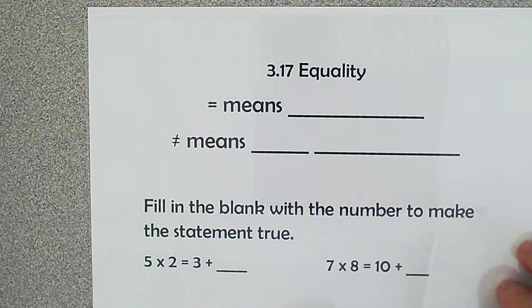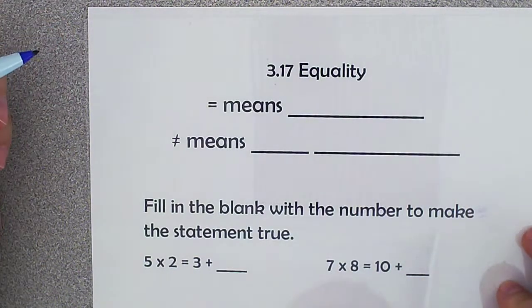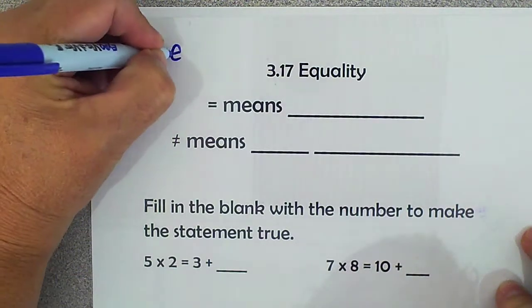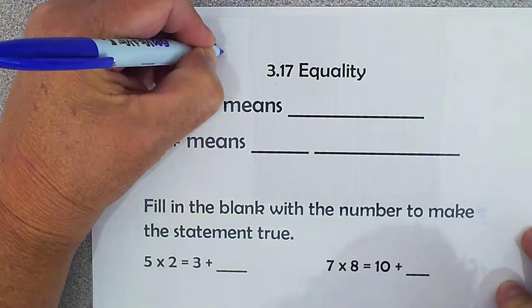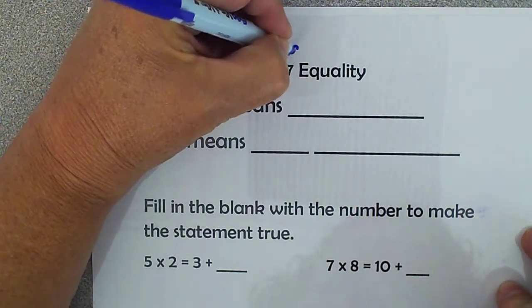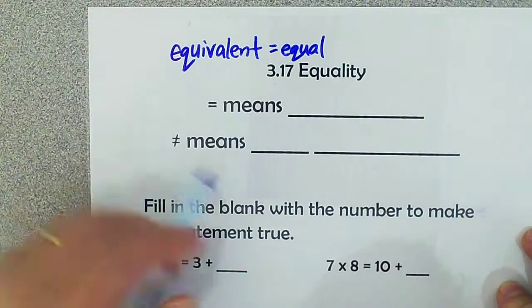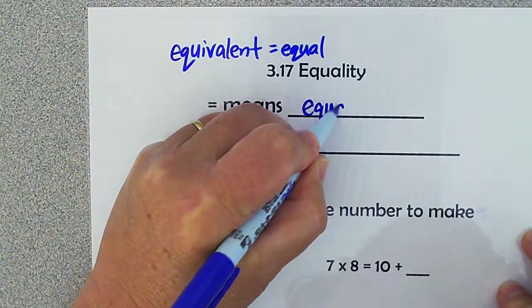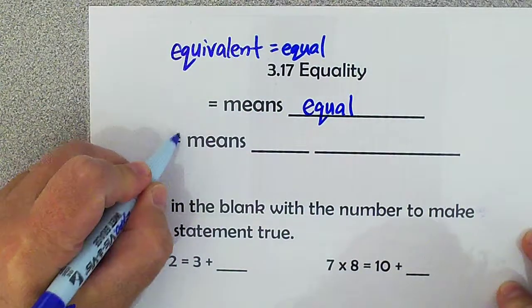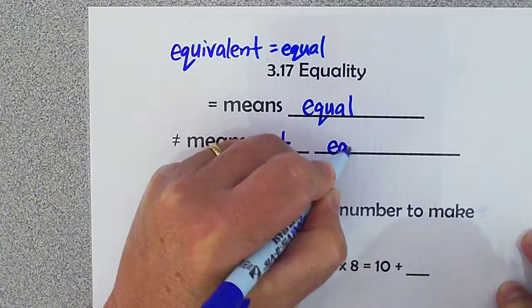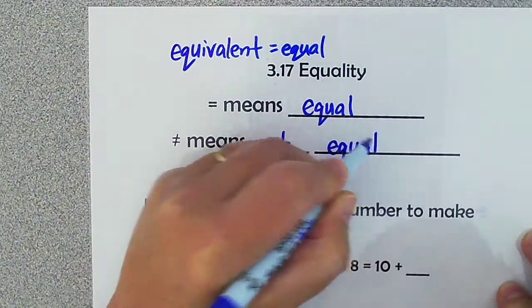Today we're talking about equality. Equality means equal or equivalent. Equivalent is another fancy word that means equal. This sign we know is our equal sign. The equal sign with a slash through it means not equal. We'll be using both of those signs in just a little bit.